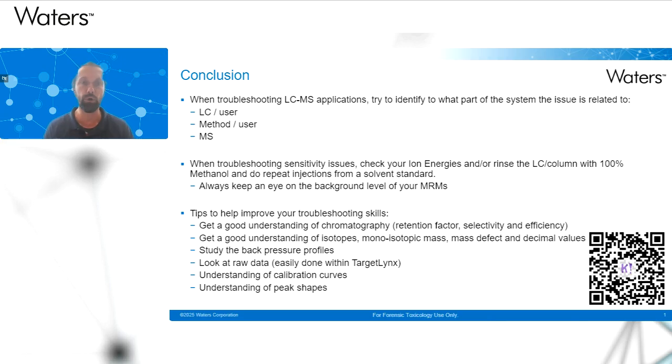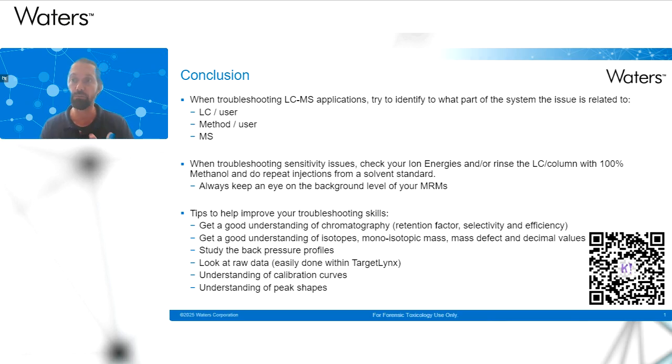Now, if you want to improve your troubleshooting skills, I think it will help to get a good understanding of what chromatography is all about in terms of retention factors, selectivity, efficiency. When it comes down to the MS, try to get a good understanding of what isotopes are, what is a monoisotopic mass, what is a mass defect, and how should I work out these decimal values. Studying the back pressure profiles will help you a lot in troubleshooting retention time issues in your method.